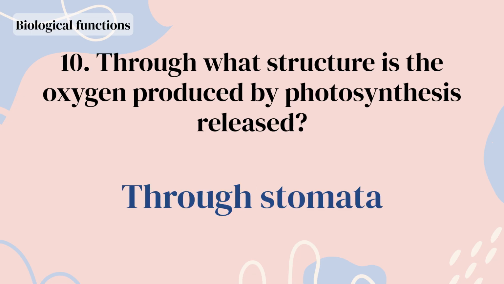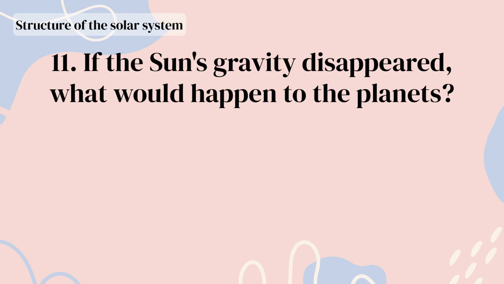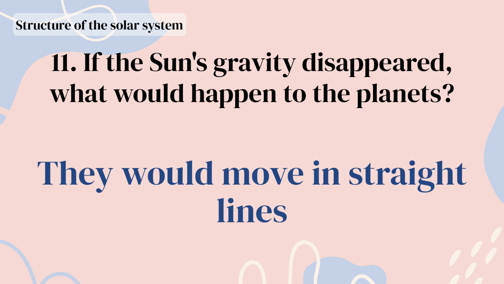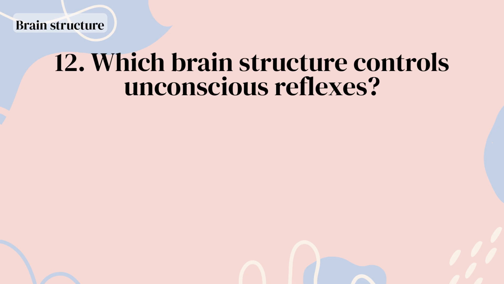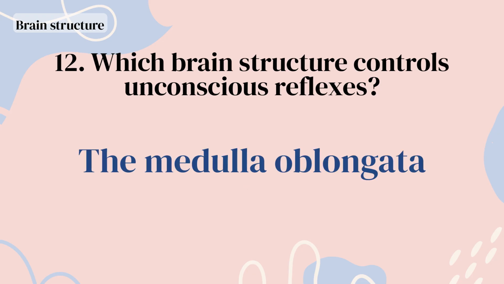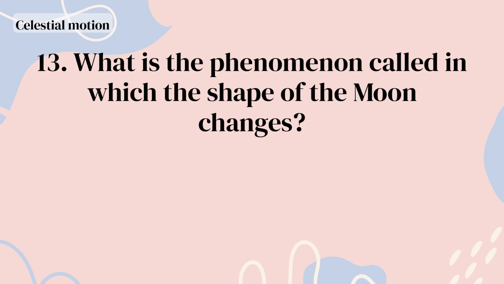If the Sun's gravity disappeared, what would happen to the planets? They would move in straight lines. Which brain structure controls unconscious reflexes? The medulla oblongata. What is the phenomenon called in which the shape of the moon changes?